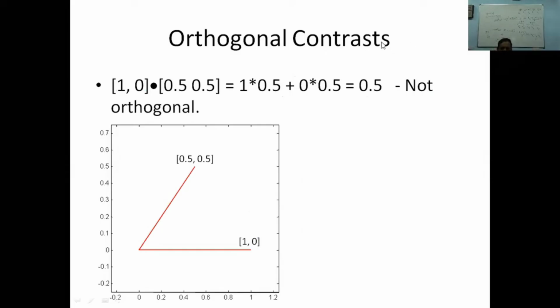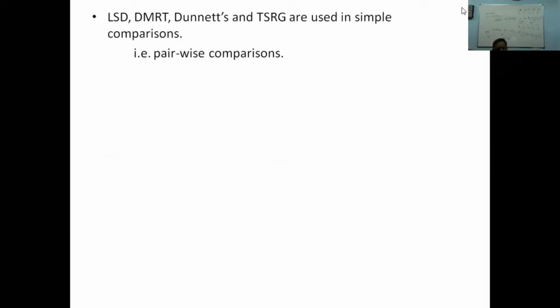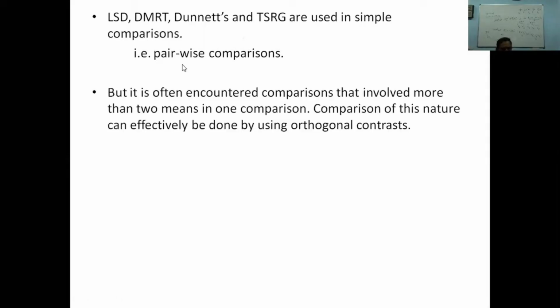So this is how we express the orthogonality. Once we go through the text, you will understand. In the other techniques of mean separation, the LSD, DMRT, Duncan, Tukey are used for simple comparison. As I said, it is used for pairwise comparison. But it is often encountered comparison that involve more than 2 means in one comparison.